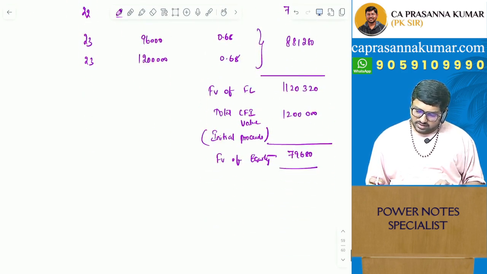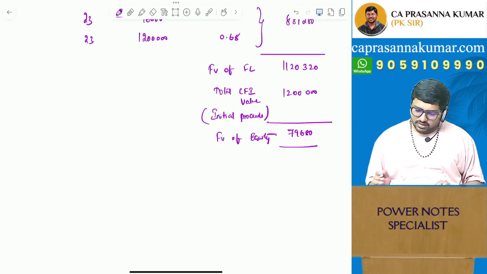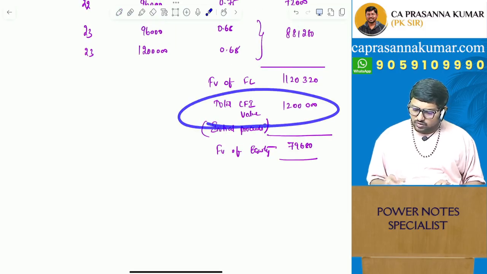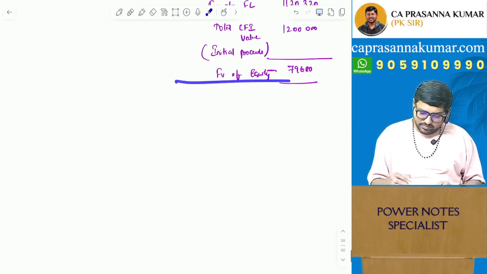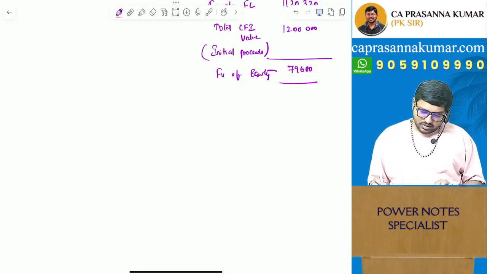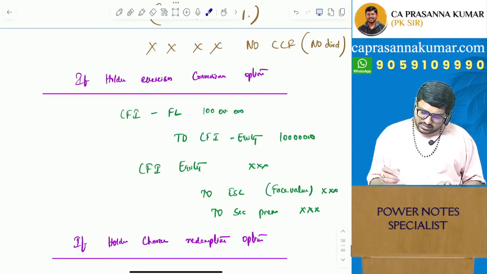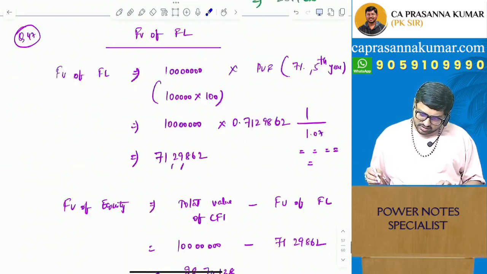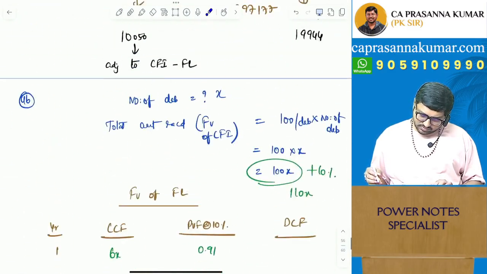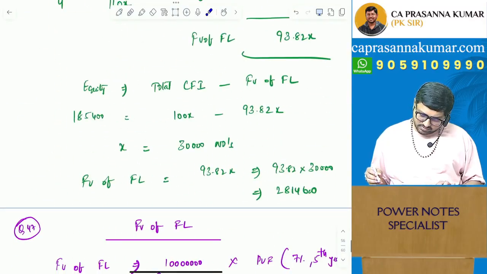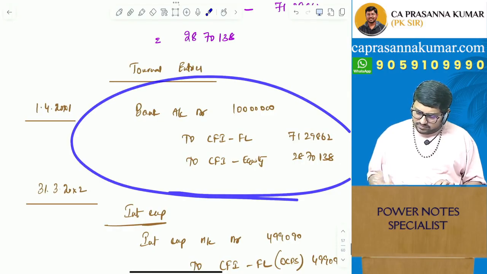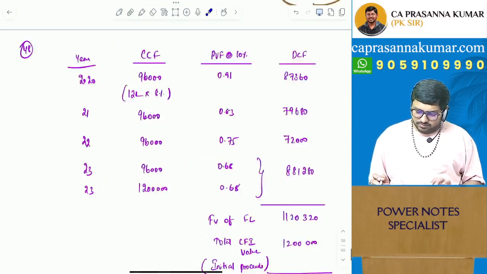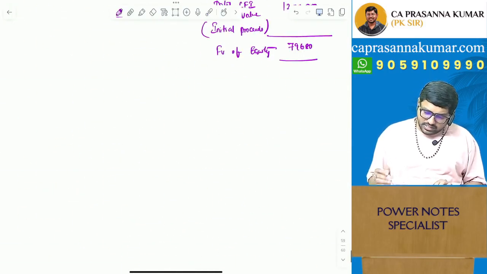All right. Easy peasy. So what will be your entry? Bank account debit 12 lakhs to what? CFI financial liability and CFI equity. That's all. We have been passing the same entries. See, in the last sum they passed the entry. Okay, the last sum was a tad bit different. Now see, same. So I won't be repeating all those things again.